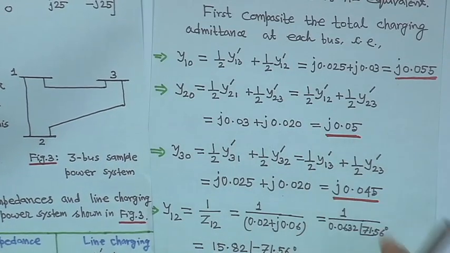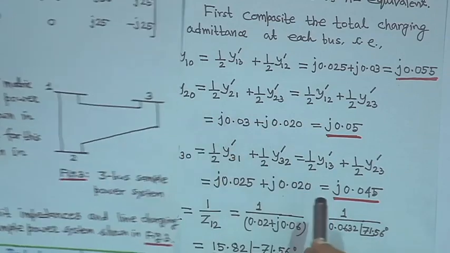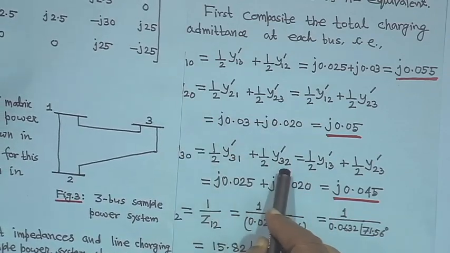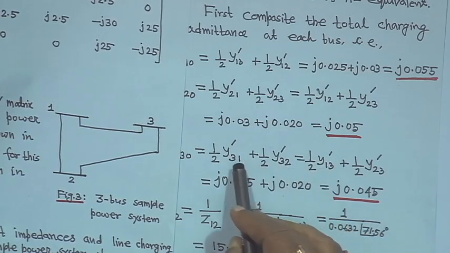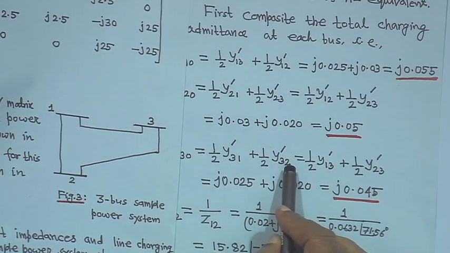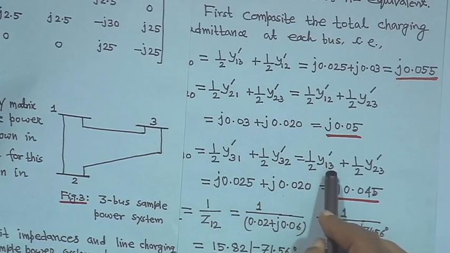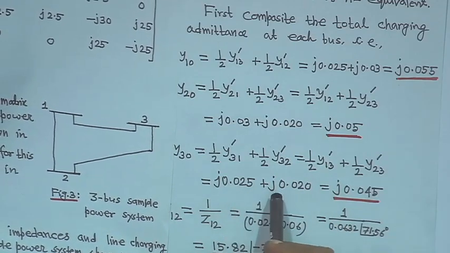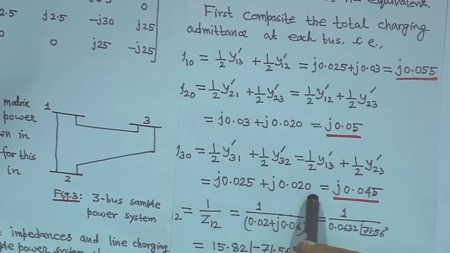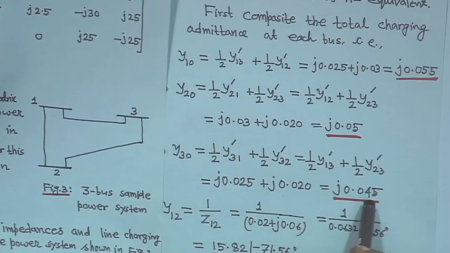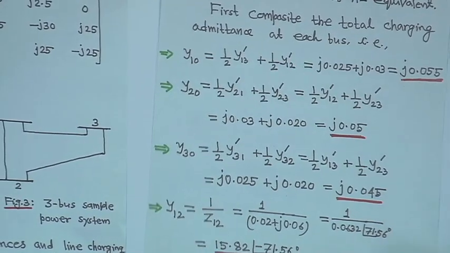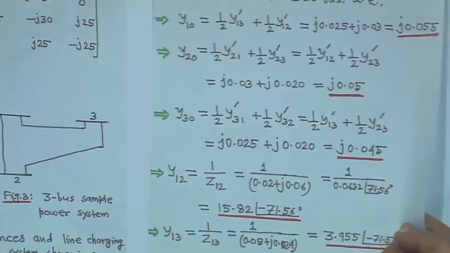0.05. Similarly, for this bus also, y30 is equal to half y dash 31 plus half y dash 32. They are the same, 31 and 13, and 32 and 23. So half y dash 13 plus half y dash 23 is equal to j0.025 plus j0.020, that is j0.045. So this is y10, y20, y30, the charging admittances, computed.